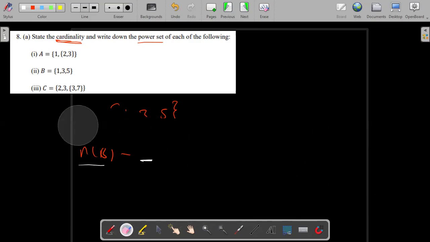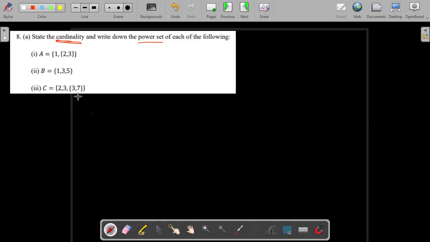Okay, so the last one there, C. So what does C say? C is a set that contains the elements 2, 3, and this element, which is a set, 3, 7, and I close there. When it comes to sets, even if you have another set contained inside, you just treat it as an element because it's listed in this main set. So the set C has 3 elements.